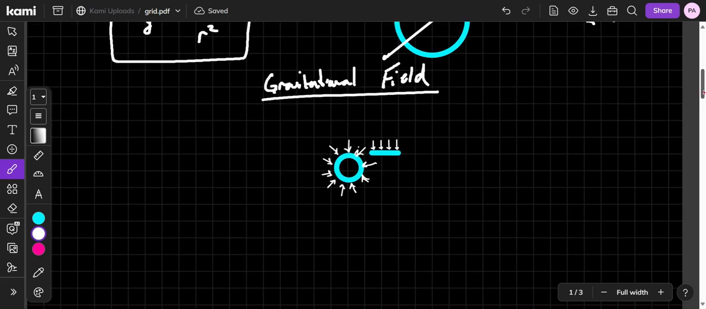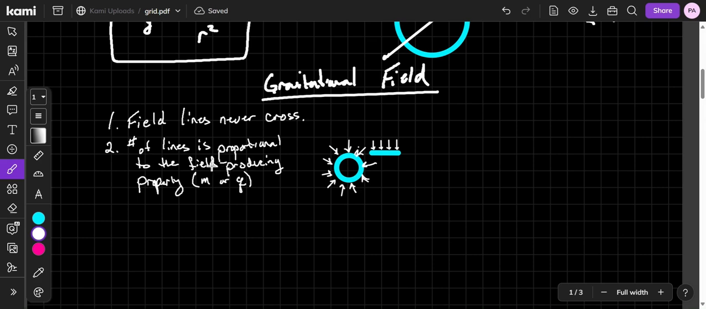Okay, well, actually, there are some rules for this when you draw a gravitational field. One, the field lines, I don't want to say are parallel, okay? Our field lines never cross each other. And the number of lines that you draw, and I'll read this because I know my handwriting is terrible, is proportional to the field producing property.